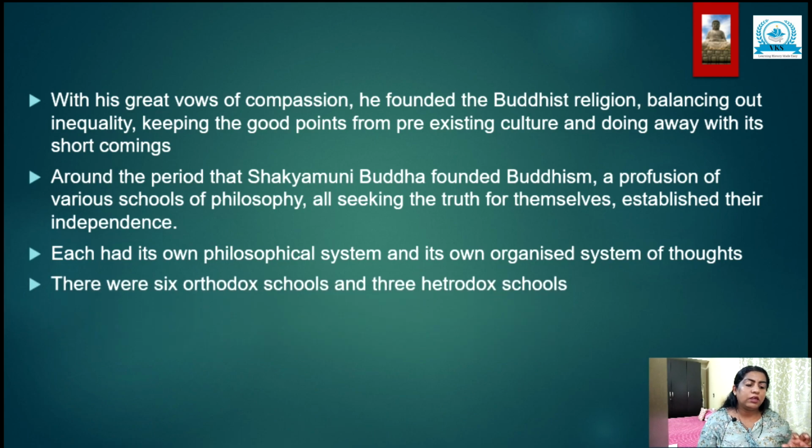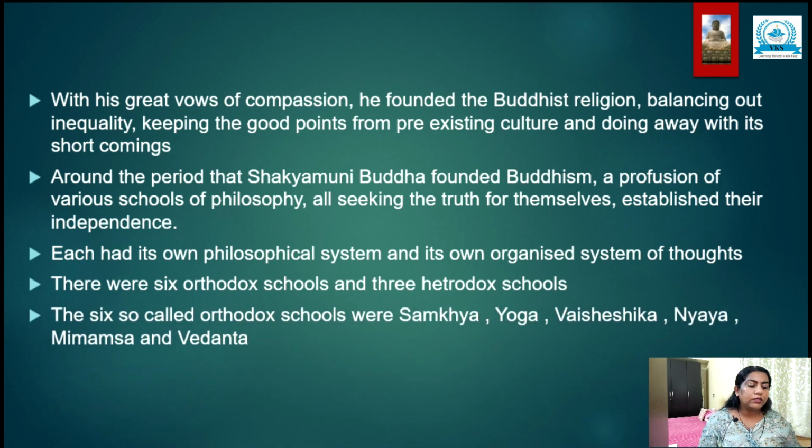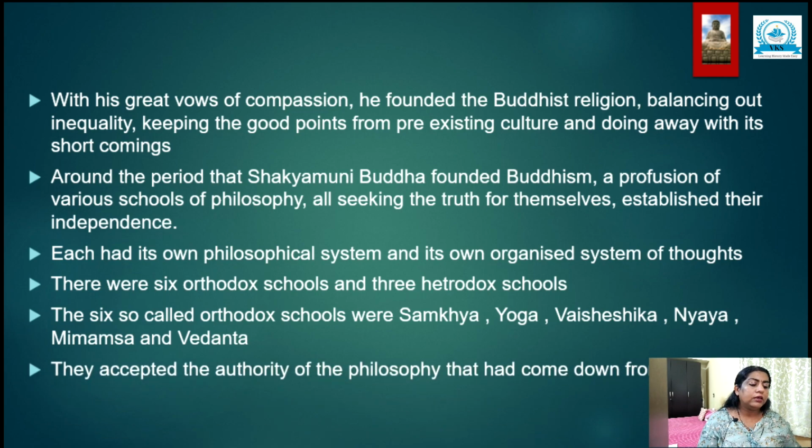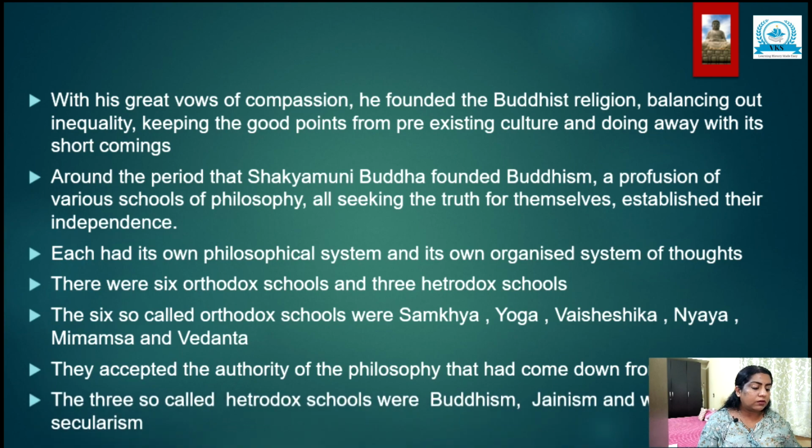So there were six orthodox schools and three major heterodox schools. Regarding the six orthodox schools, Samkhya, Yoga, Vaisheshika, Nyaya, Mimamsa and Vedanta were the six so-called orthodox schools. And the three main heterodox schools were Buddhism, Jainism and worldly secularism.